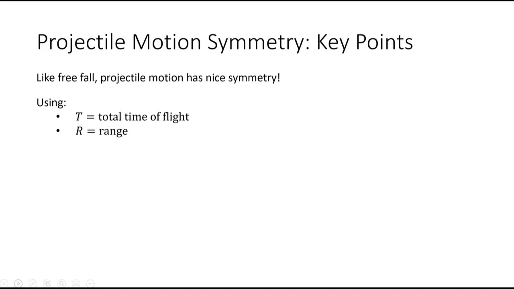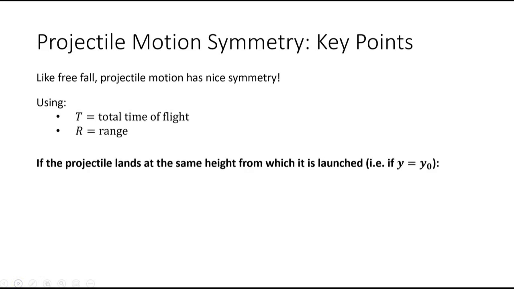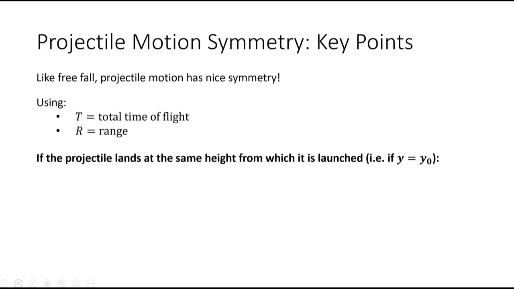Just as a little key here, I'll remind you that capital T refers to the total time of flight, so how long it takes a projectile to land, and capital R refers to the range, or in other words, delta x, the displacement in the x direction of that projectile. All of these points are derived for a projectile that is launched from the same height from which it lands. So in other words, y, the final height in the y direction, is equal to y naught, the initial height in the y direction. These things are only true for that particular case.